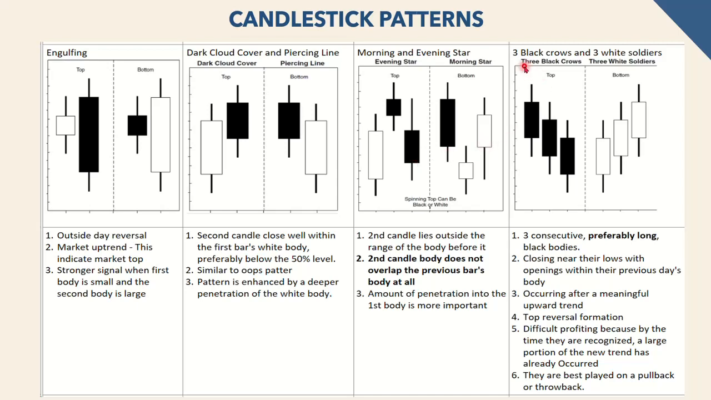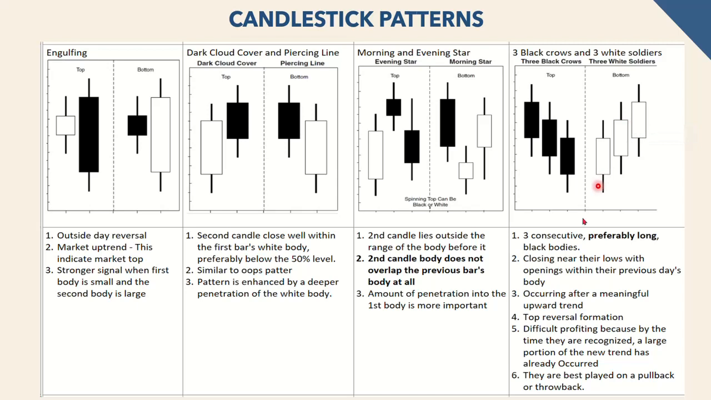The next multiple candle pattern we are going to discuss is 3 black crows and 3 white soldiers. 3 consecutive, preferably long black bodies, or 3 consecutive, preferably long white bodies. Close near their lows with opening within the previous day's body. Opening is right here. Close is near the lows. Occurring after a meaningful uptrend or downtrend. This is a top reversal formation. This is a bottom reversal formation.